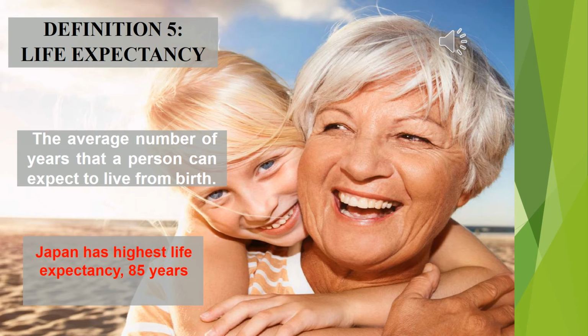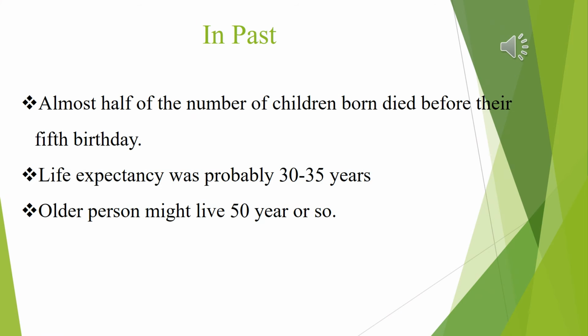Dear students, our last definition of today's lesson is life expectancy. It is the average number of years that a person can expect to live from birth. Japan has the highest life expectancy, 85 years. Students, for your convenience, the lifespan or living of people has been divided into 3 phases.